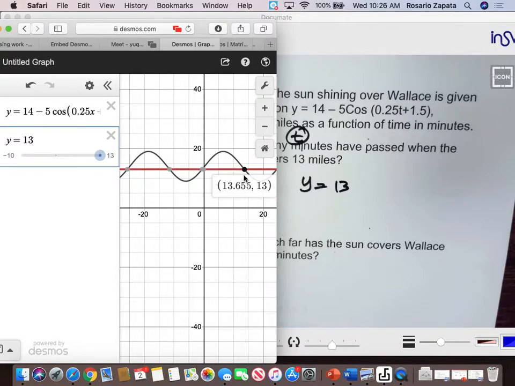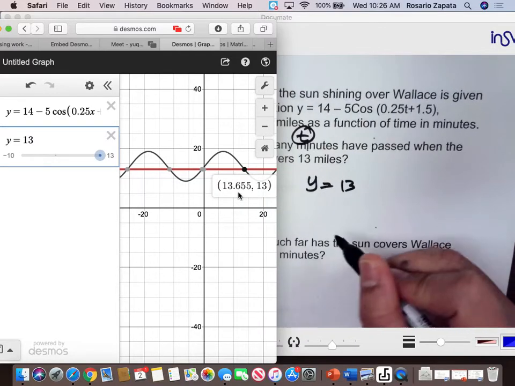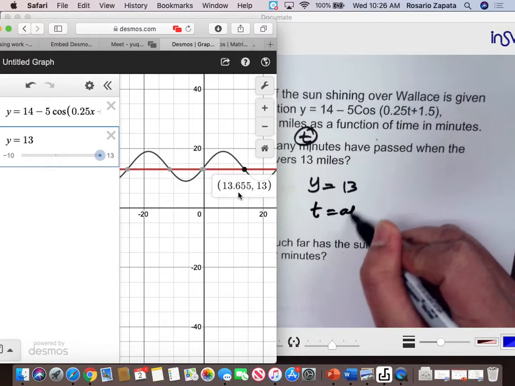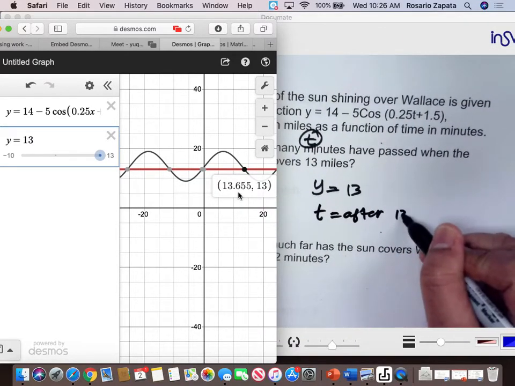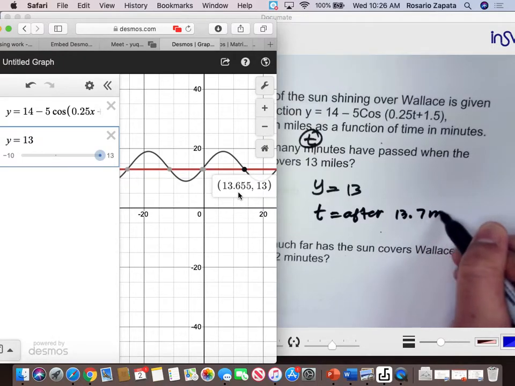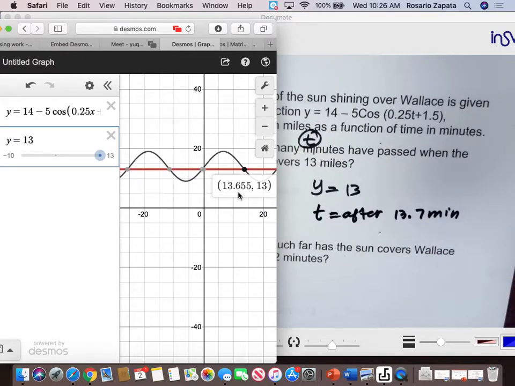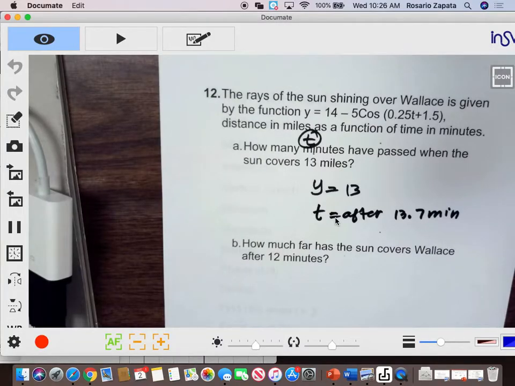So the first time is at 14 minutes, like 13.7 minutes if you round it off to the nearest hundredths place. So the time is after 13.7 minutes. The coverage of the sun will be about 13 miles after 13.7 minutes of sunshine. That's the meaning of the problem. Now we will go to the next one.